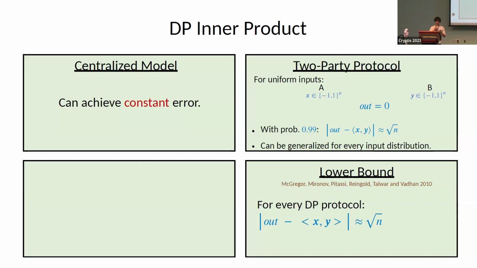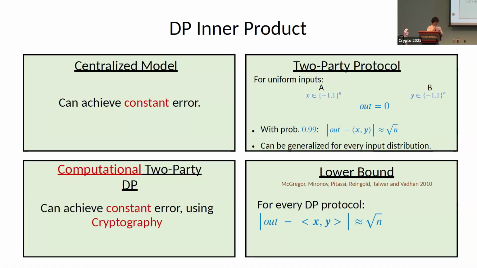But unfortunately, we cannot do better. A lower bound work shows that for every DP protocol, the noise must be root n. That's bad. But if we relax the requirement to computational two-party DP, we can achieve constant error again using cryptography. Here, the cryptography is oblivious transfer and secure MPC.